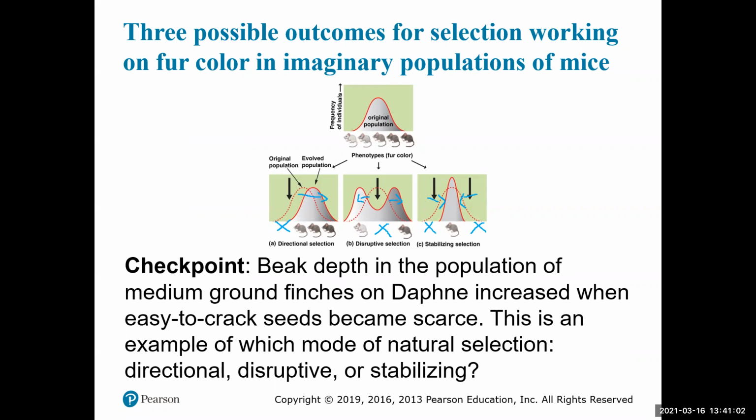Okay, so in this example, if you have easy to crack seeds and hard to crack seeds, then for the easy to crack seeds, you would have maybe smaller beaks. If you have hard to crack seeds, then maybe you have larger beaks to crack those seeds. And then if you're in between, you can only crack the medium-sized seeds. If those easy to crack seeds become scarce, then we start to favor the larger beaks that can crack the hard to crack seeds. So this is favoring one extreme, so it would be a form of directional selection.